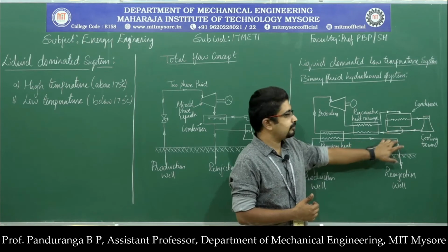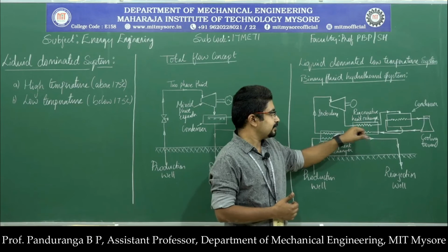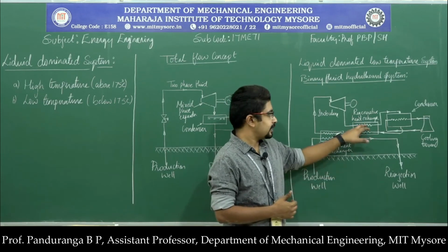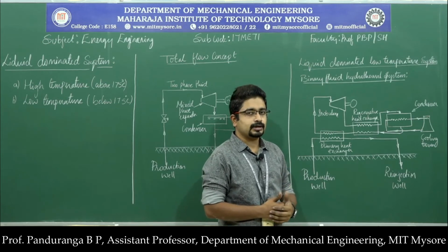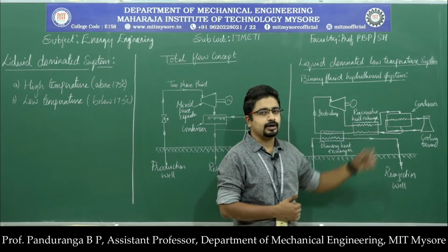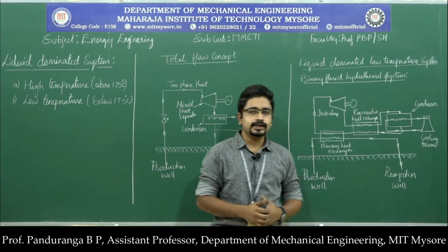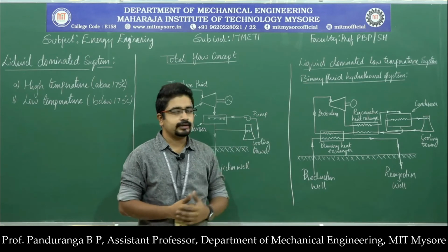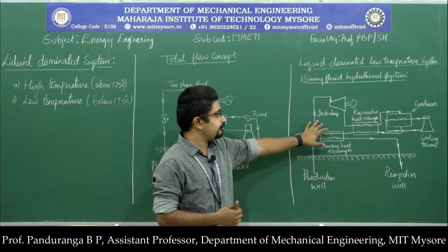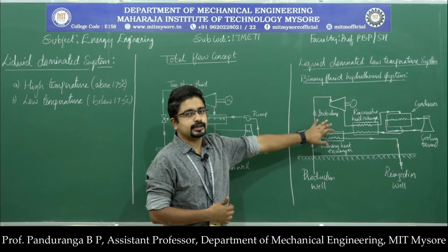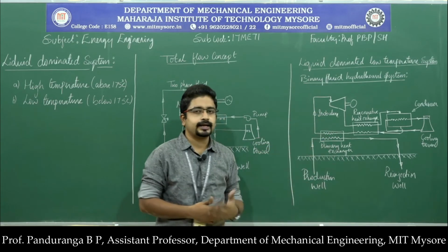That liquid, with the help of a pump here, will be pressurized and sent to the regenerative heat exchanger, where it absorbs heat from the mixed vapor and liquid isobutane coming out of the turbine. Thereby we can increase the efficiency of the cycle. This is the working of a liquid dominated low temperature system where we are using a binary fluid or a secondary fluid to work in the cycle. This cycle we call the Rankine cycle.